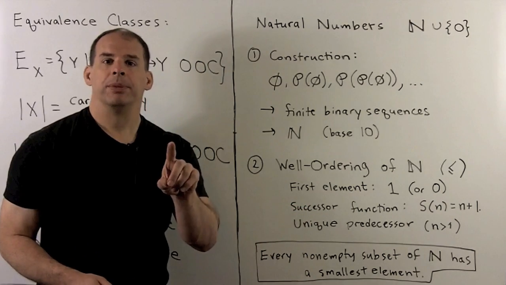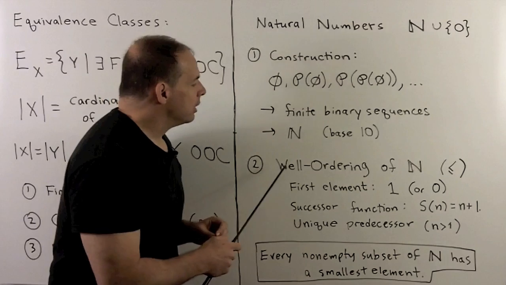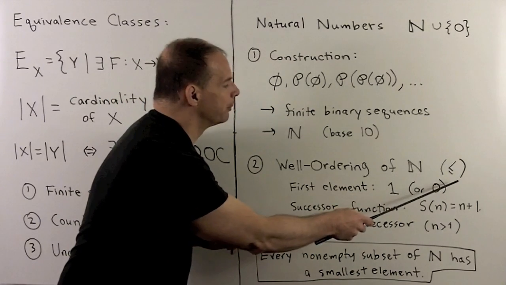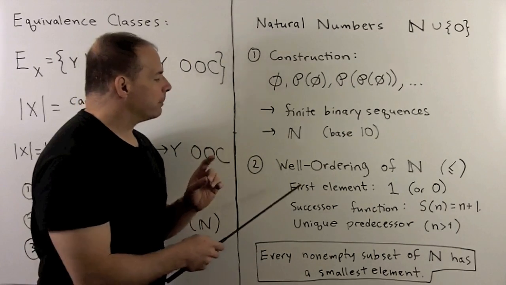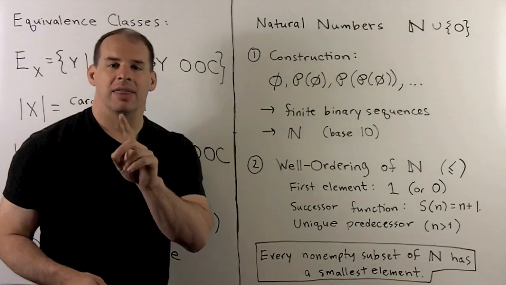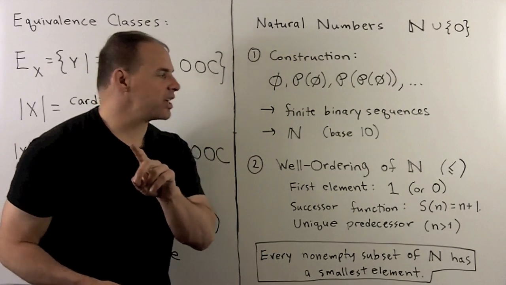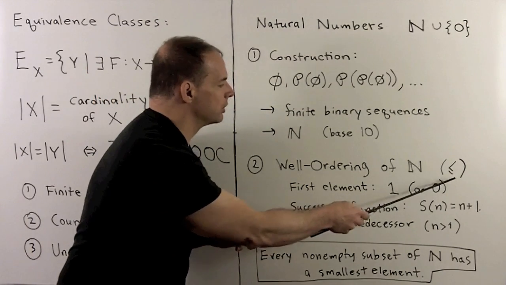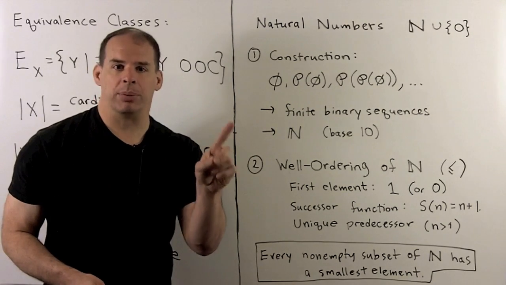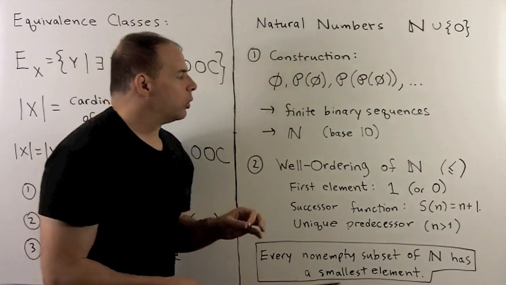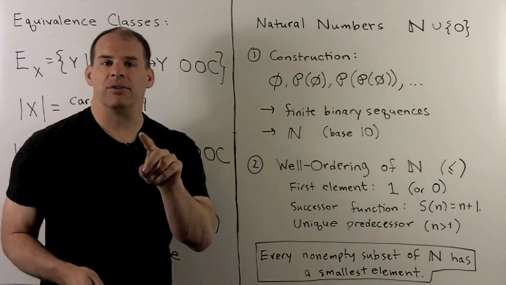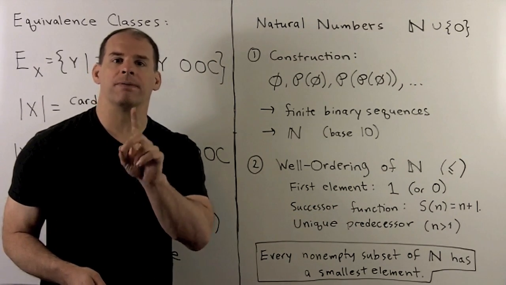Once we have the set, we can well order the set. So first we'll have the total ordering given by taking less than or equals. For the well ordering, that's going to mean there's going to be a first element, so it'll be 1 or 0. Then every natural number is going to have a successor relative to less than or equals. So if we take the number n, its successor is going to be n plus 1. With respect to our total ordering, every element is going to have a unique predecessor except for our first element.